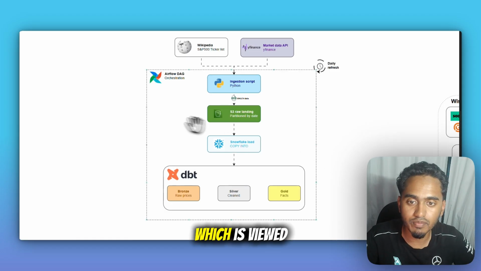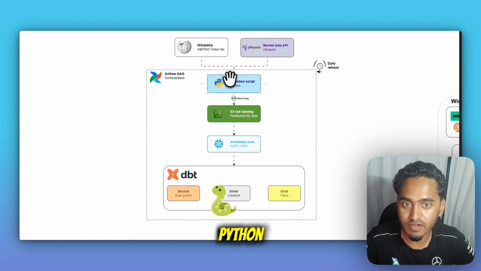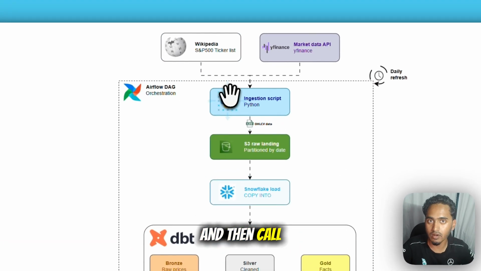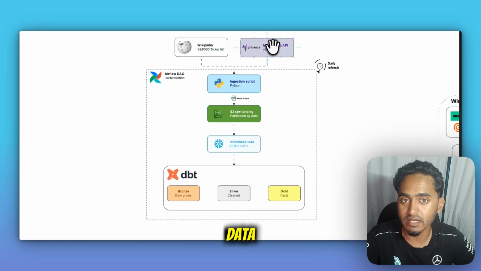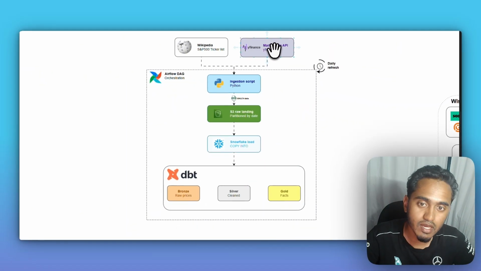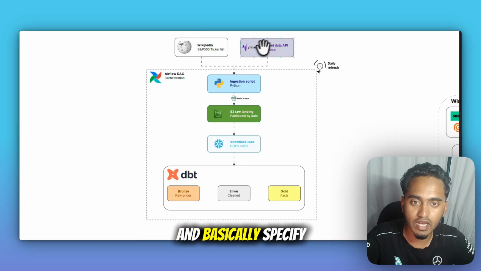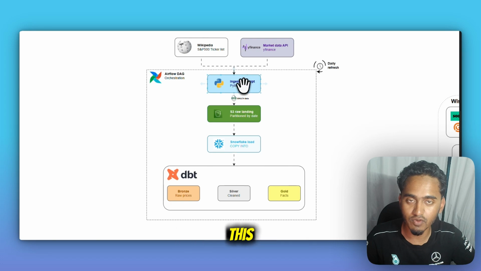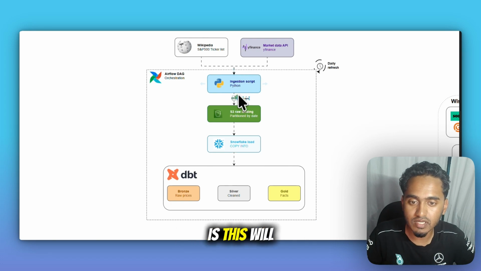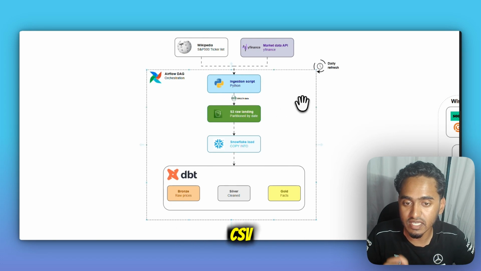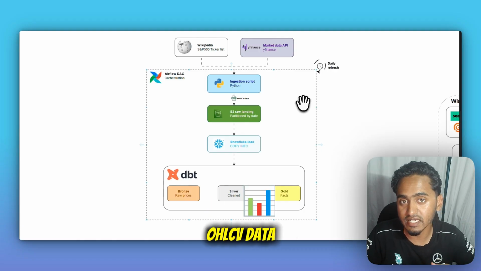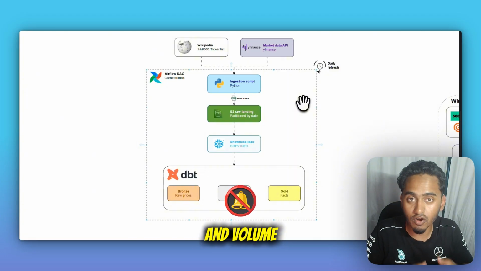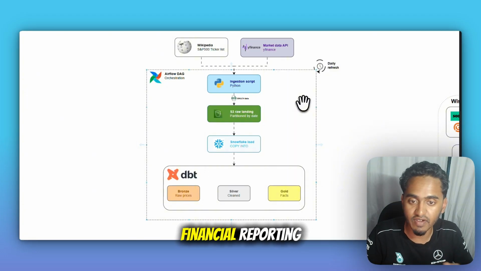Now the ingestion script, which is written in Python, will call this, grab that data and then call upon the market data finance API using that list of tickers, and basically specifies a 5-year backfill period to get historical data for this. Now, what happens is this will export to a CSV, and as a reminder, this is OHLCV data, so open, high, low, close, and volume, which is standard data used in financial reporting.